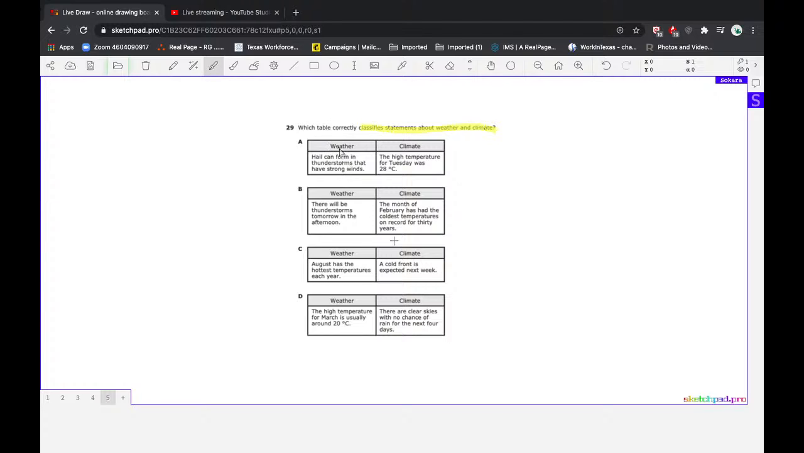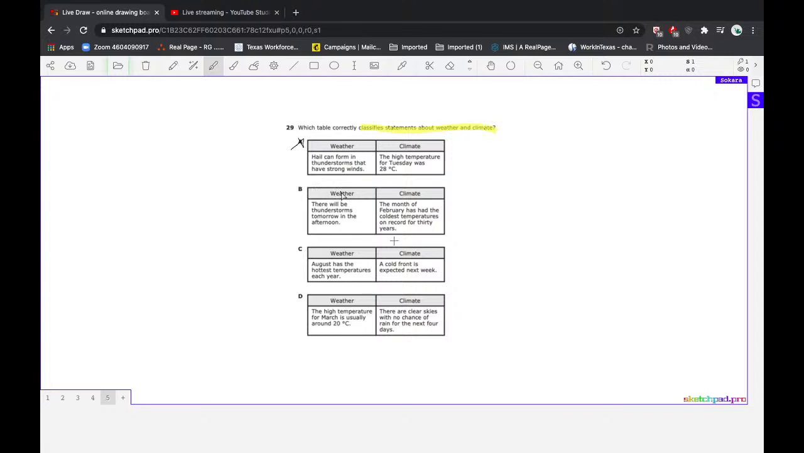A is saying hail can form in thunderstorms that have strong winds, and the climate is saying the high temperature for Tuesday was 28 degrees. So climate is not for one day. It's a general type of weather that happens throughout a certain time period. This is describing it for one day, so that is not correct.